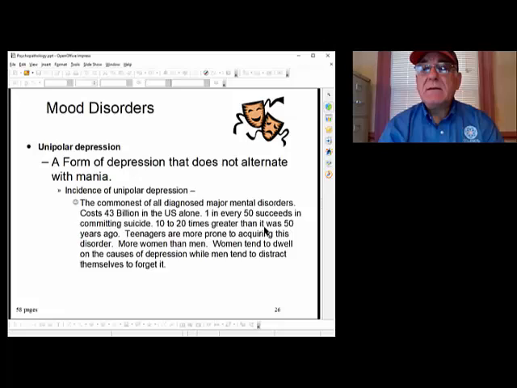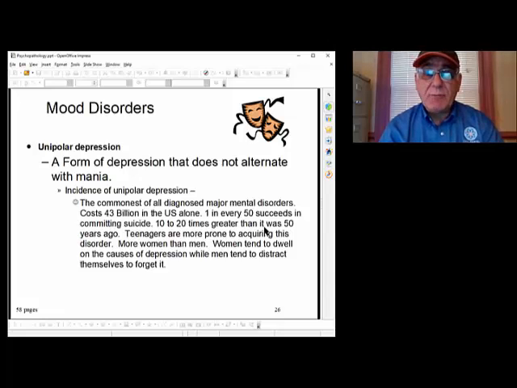Men succeed at suicide way more than women do, but women attempt suicide more often than men do. They just do it more passively. They'll take drugs, or they'll do something that takes a long time for them to die, and so there's plenty of time for them to be rescued. There isn't any time to rescue a man who uses a gun and shoots himself. There is no time. So it is 10 to 20 times greater than it was 50 years ago.